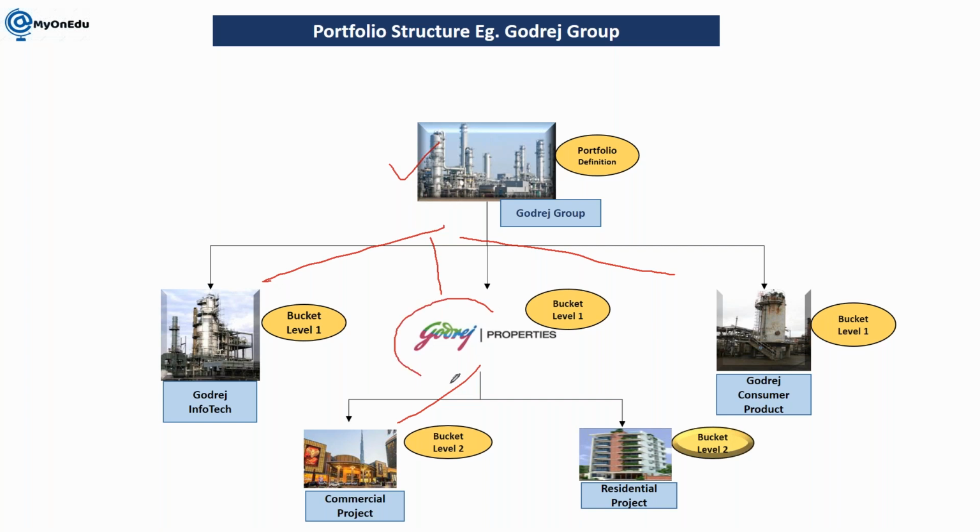Within Godrej Properties, I am creating commercial project and residential project. So these are my next level bucket. You can create further levels if you need. Otherwise, 2 or 3 levels are sufficient.